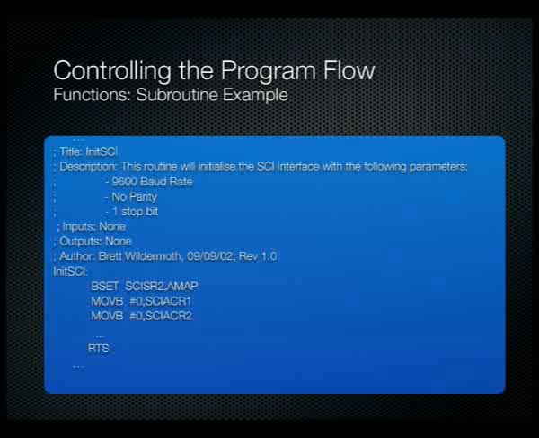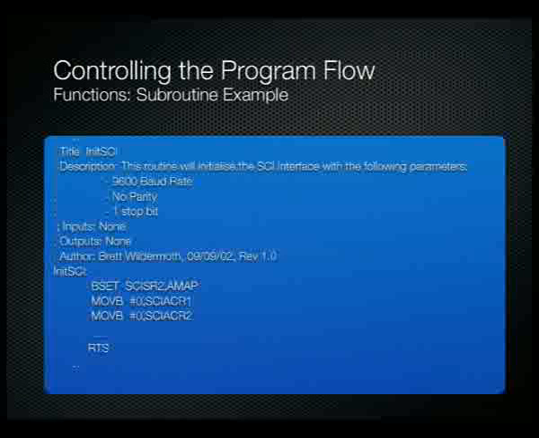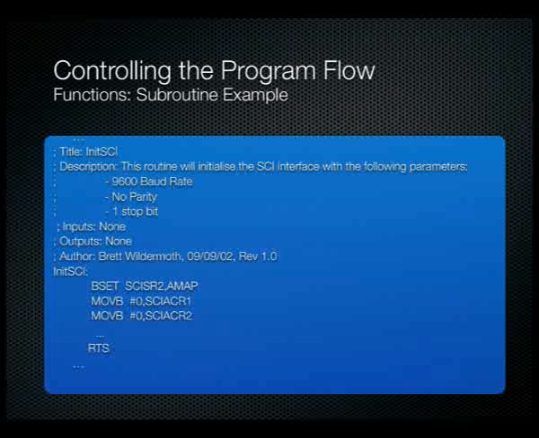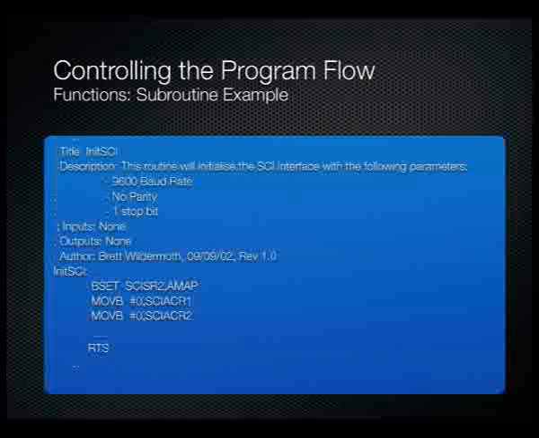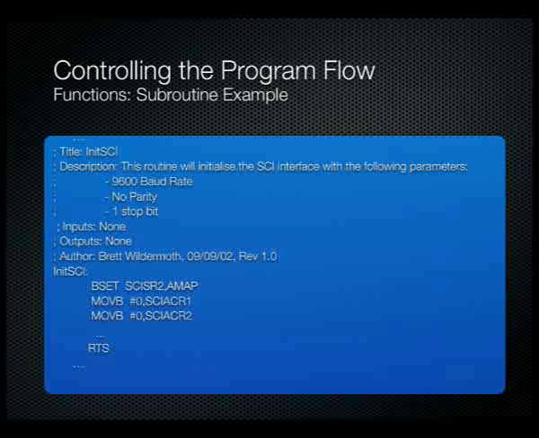But basically, I've just given a header block to define exactly what's happening. I've said what the inputs are. There are no inputs. Outputs are no outputs. Who the author is, when it was written, the revision version, and then, of course, the name of the subroutine, init SEI. I'll give it the label because that's what I want to use in the JSR to jump to that particular routine. And then I've got the various instructions, and then I've terminated it with an RTS.